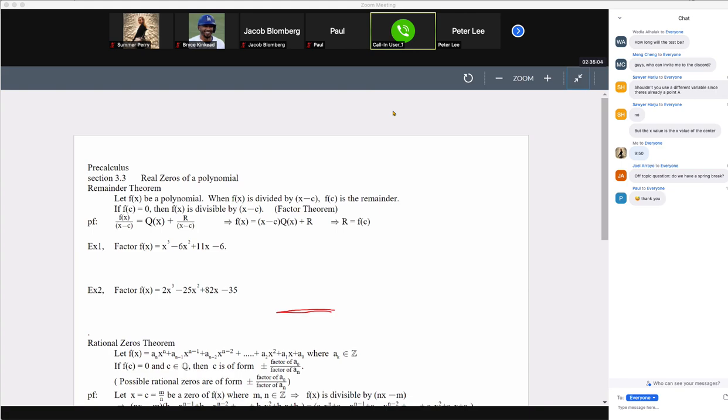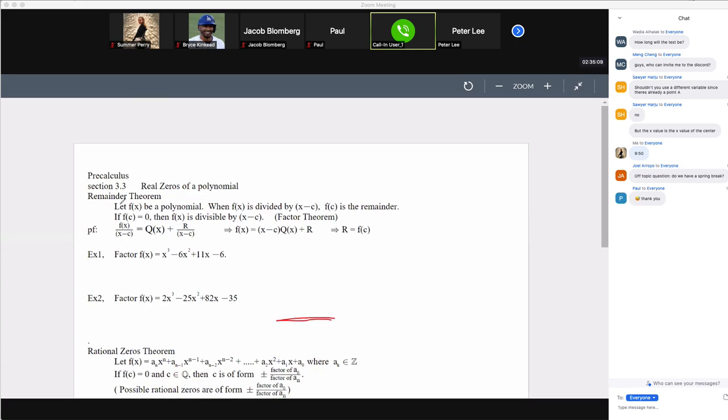So let me show you this. Okay, so remainder theorem. Let me explain to you what the theorem is.